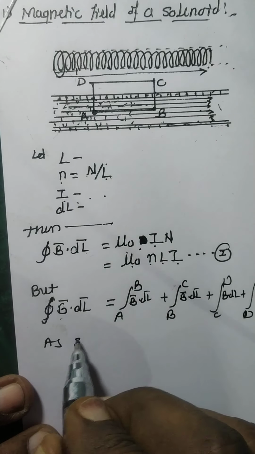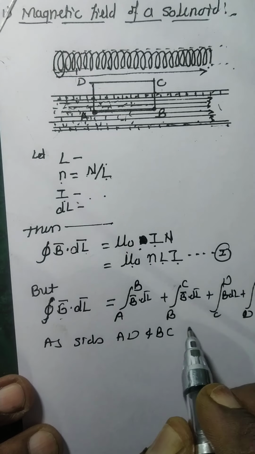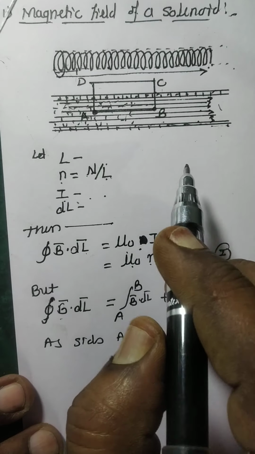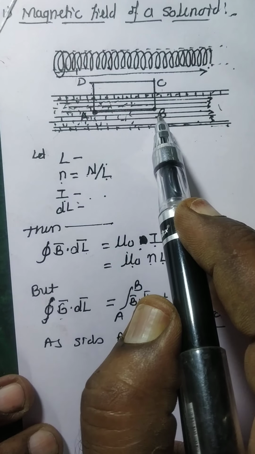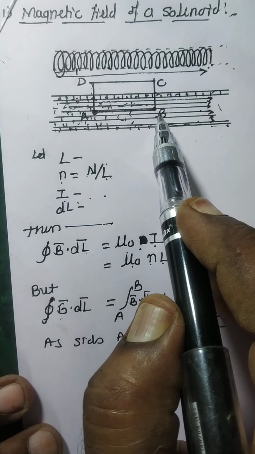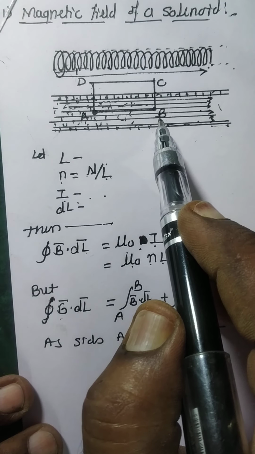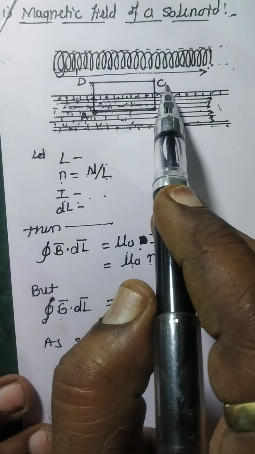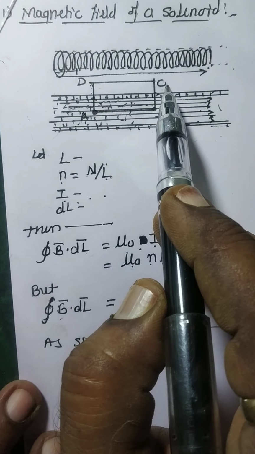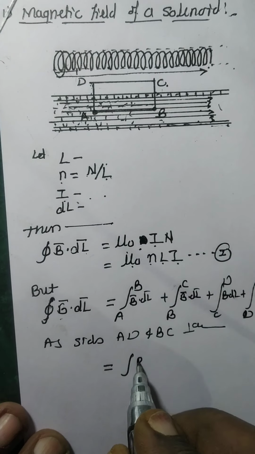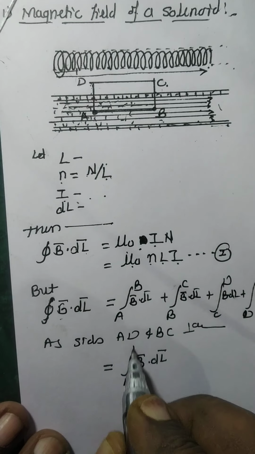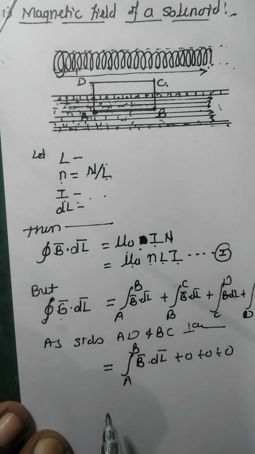As sides AD and BC are perpendicular to field, their line integrals are 0, and DC is outside the loop, therefore magnetic field outside the loop is also practically equal to 0, and therefore we can write line integral of B dot dl from only A to B plus 0 plus 0 plus 0, which is equal to B into L. Suppose this is equation number 2.